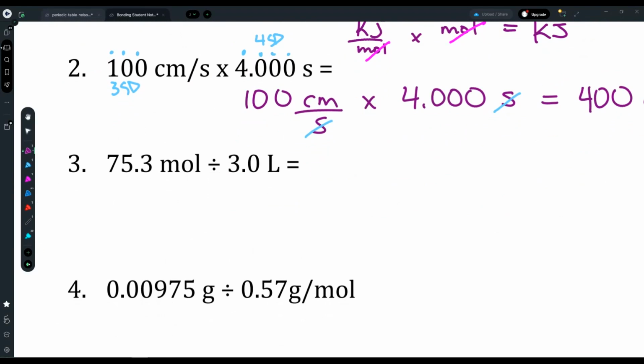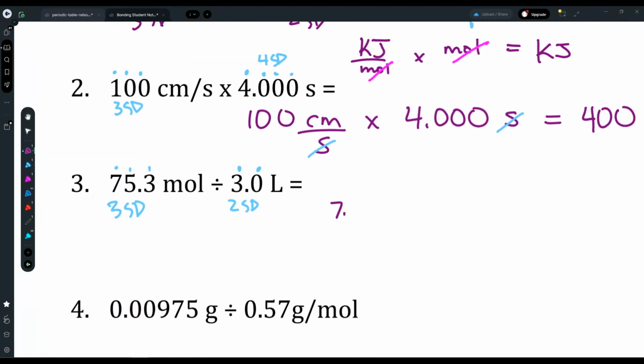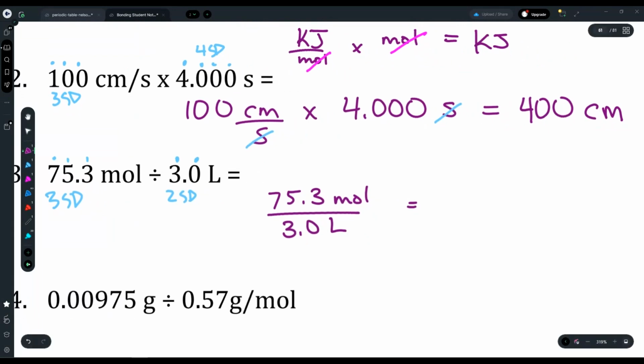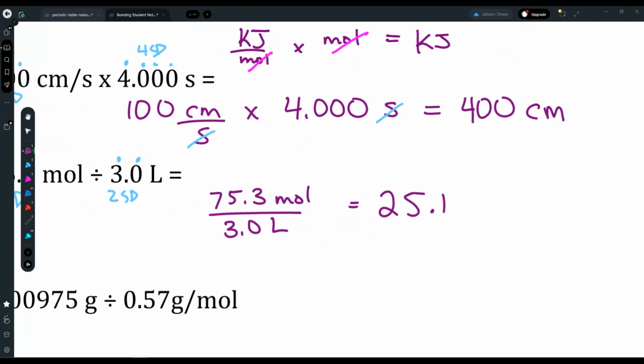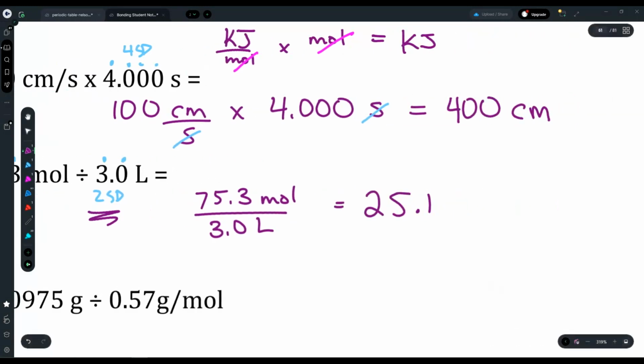Okay, now with division, same sort of idea. We have 3 sigdigs here and 2 sigdigs there. So we're going to take 75.3 moles and divide it by 3 liters. Once we divide that out, that's going to give us 25.1. Looking at this, we have to go with 2 sigdigs for our final answer.